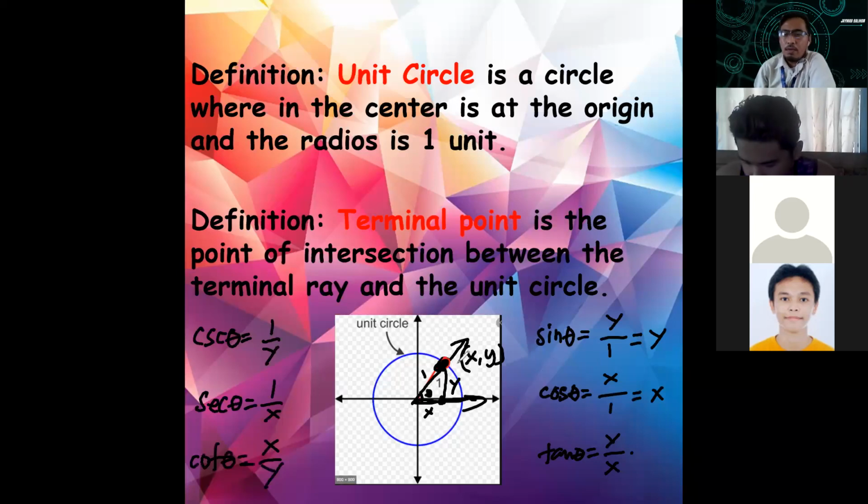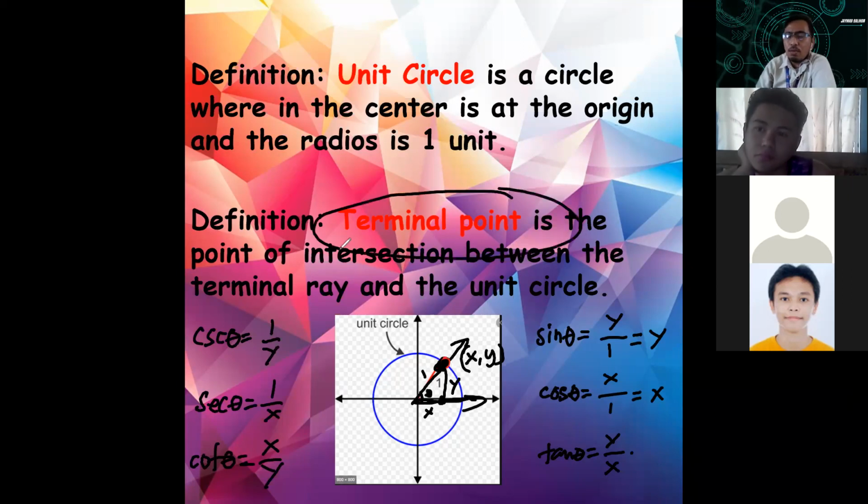So, if you know your terminal point, the intersection between your terminal ray and your unit circle, if you know that point, automatically you can get the 6 trigonometric functions of that angle. Okay? So it is very important to know what is your terminal point, because out of your terminal point, you will be able to solve the 6 trigonometric functions. Okay?